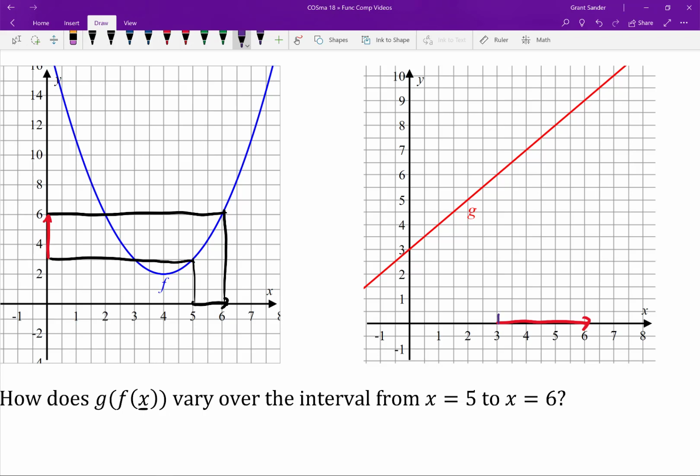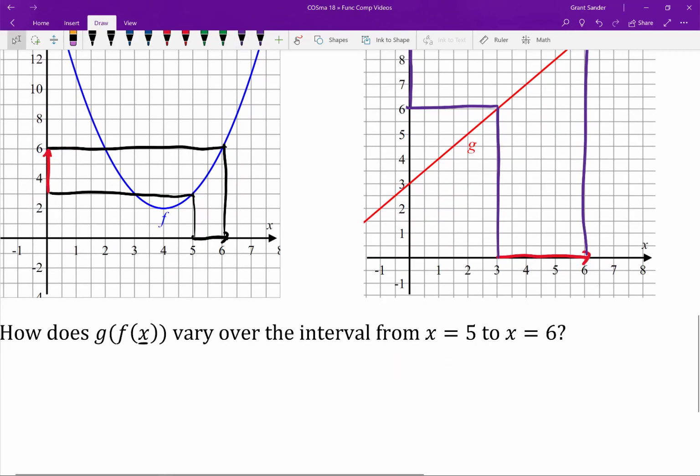In which case, if we draw our lines up here and examine the output, as the input to g varies from 3 to 6, the output of g is actually increasing from 6 to 9. Therefore, we'd say that g of f of x varies from 6 to 9, which is actually an increase in that output.